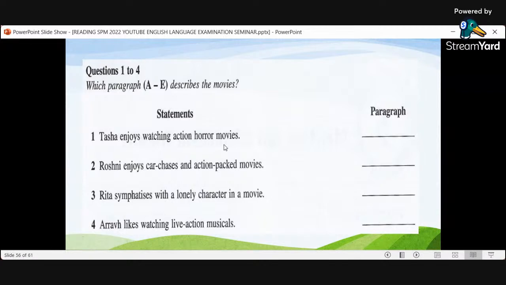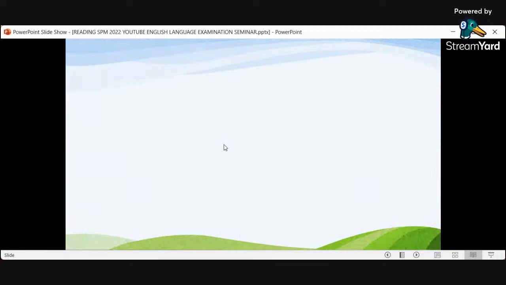So Tasha enjoys watching action movies. All right, so action horror movies. Just by that, you already know what movie she's going to enjoy. And then Roshni enjoys car chases and action-packed movies. That also you know. All right, car chases, you already know what movie. Rita sympathizes with the lonely character. I've already underlined just now in the text about lonely character. And then Araf likes watching live action musicals. Live action musicals. I already know the answer for all that just after reading the text.